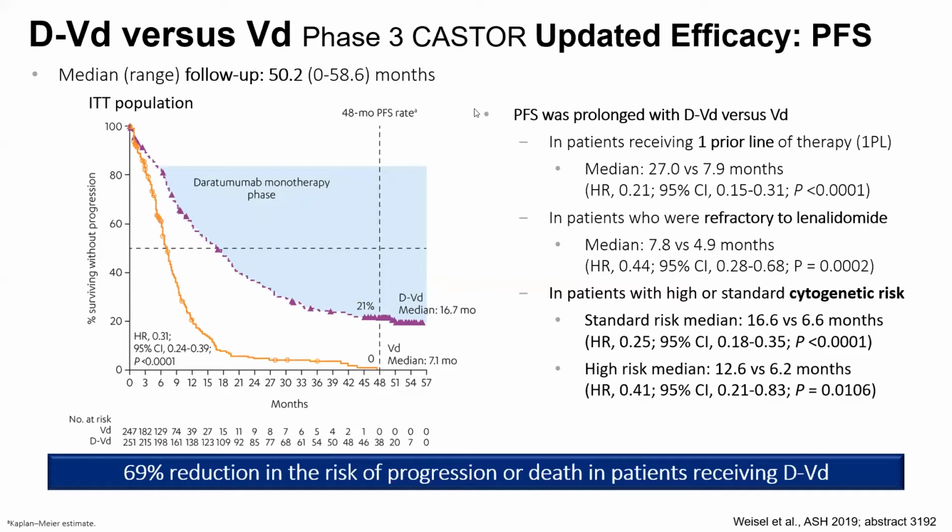In patients receiving one prior line of therapy, median 27 versus 7.9, remarkable improvement. In patients who were refractory to lenalidomide, median only 7.8 versus 4.9. In patients with high or standard cytogenetic risk, there is also a difference, with 16.6 compared to 6.6 months in the standard risk median and 12.6 versus 6.2 months in the high risk median. That is, there is a 69% reduction in the risk of progression or death in patients receiving DVD.